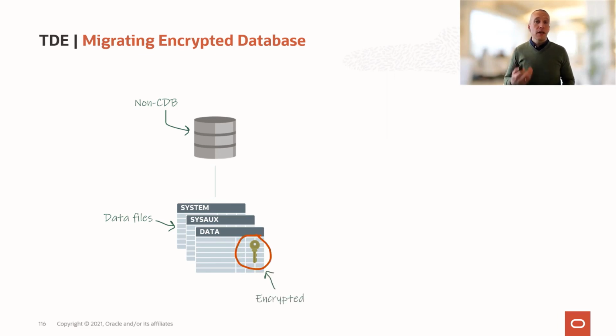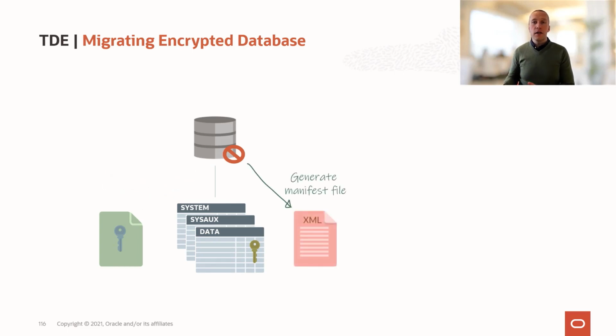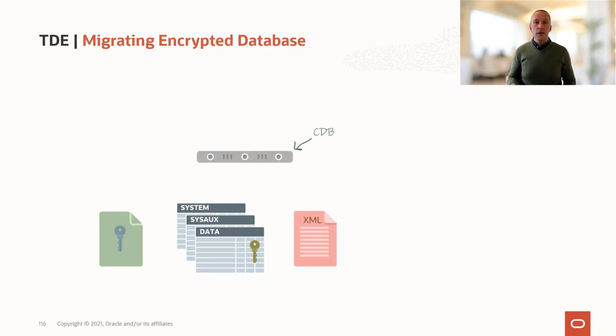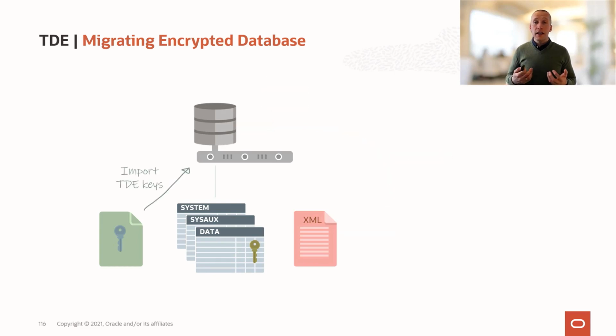In this example, the data tablespace is encrypted with TDE. So how do we migrate? Well, first we have to set the database read-only like with regular migrations. Then we export the TDE keys to a flat file, and we can then generate the manifest file. Finally, shut down the non-CDB and switch to the container database. Now I can create a pluggable database using the manifest file, reusing the data files, and I can get the encryption keys by importing from the file.